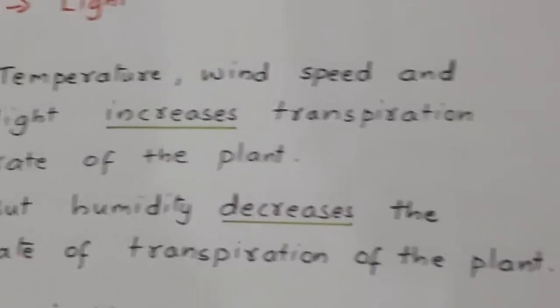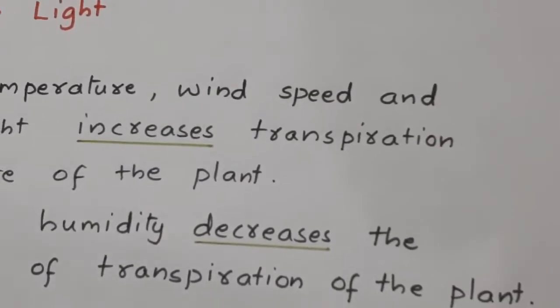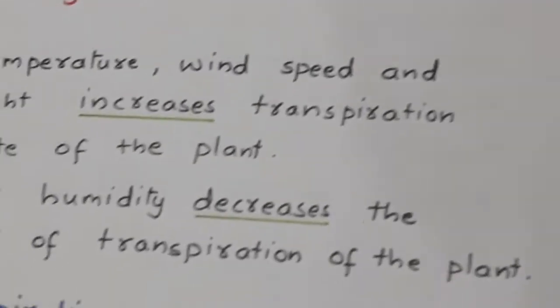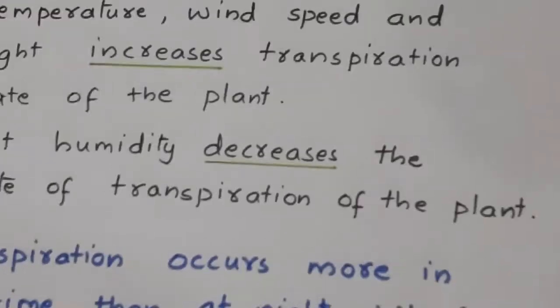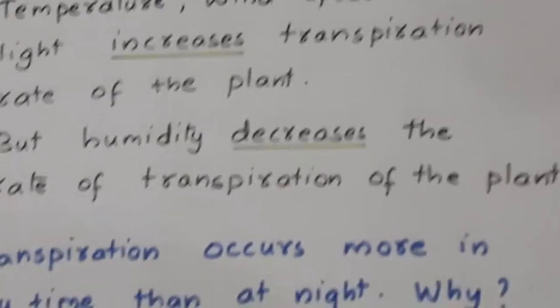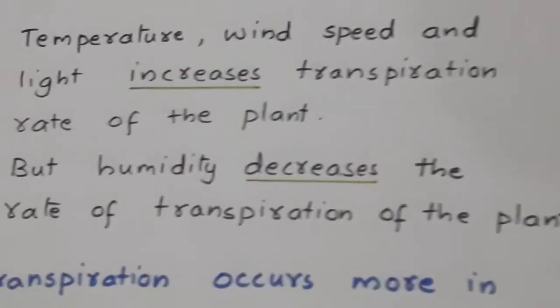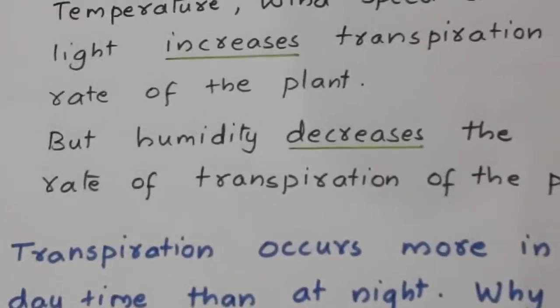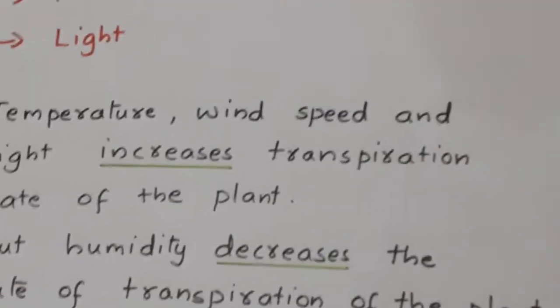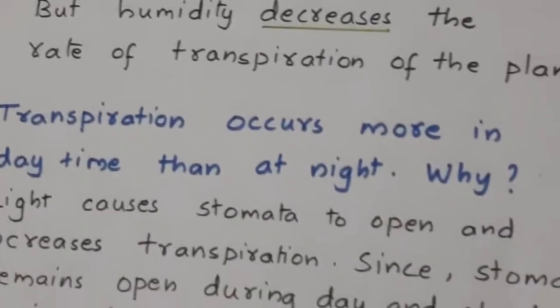Temperature, wind speed, and light. These three factors increase the transpiration rate of the plant. But humidity decreases the rate of the transpiration of the plant. So among these four factors, one factor will decrease the rate of transpiration, but the other three factors will increase the speed of transpiration.